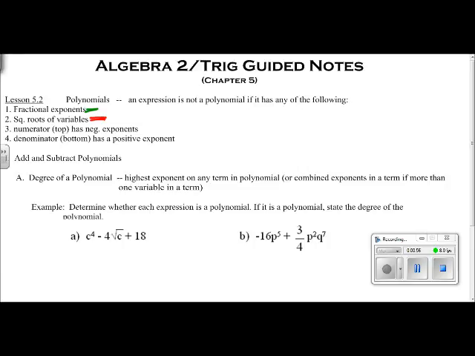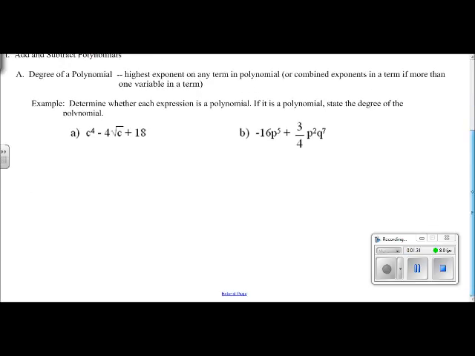Also, anytime that we have a numerator that has a negative exponent. So let's say we had x to the negative 2 over 2. This is not going to be a polynomial because of the negative exponent that is present there. Similarly, anytime the denominator, the one on bottom, has a positive exponent. So if we had 3 over b to the 4th power, this is not a polynomial because it has the positive exponent there.